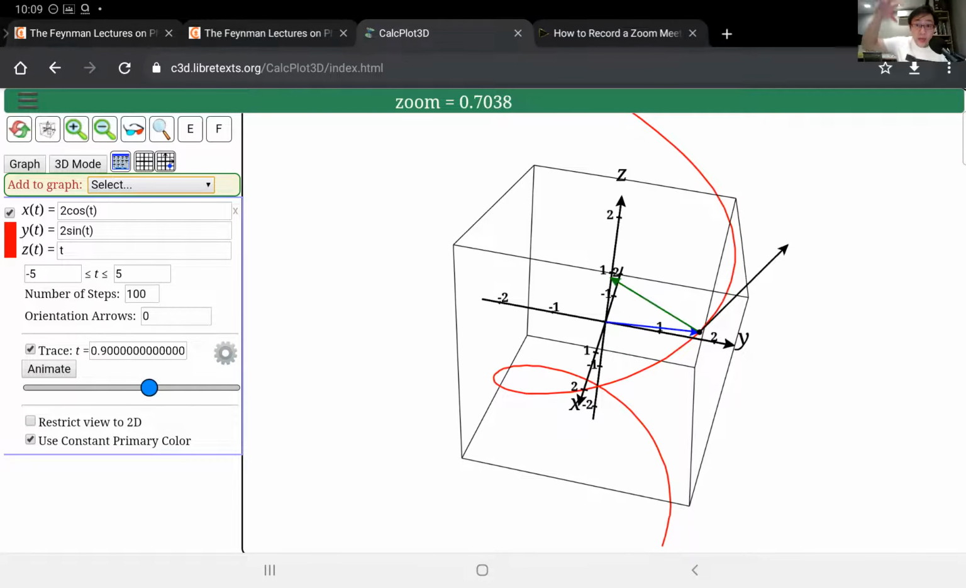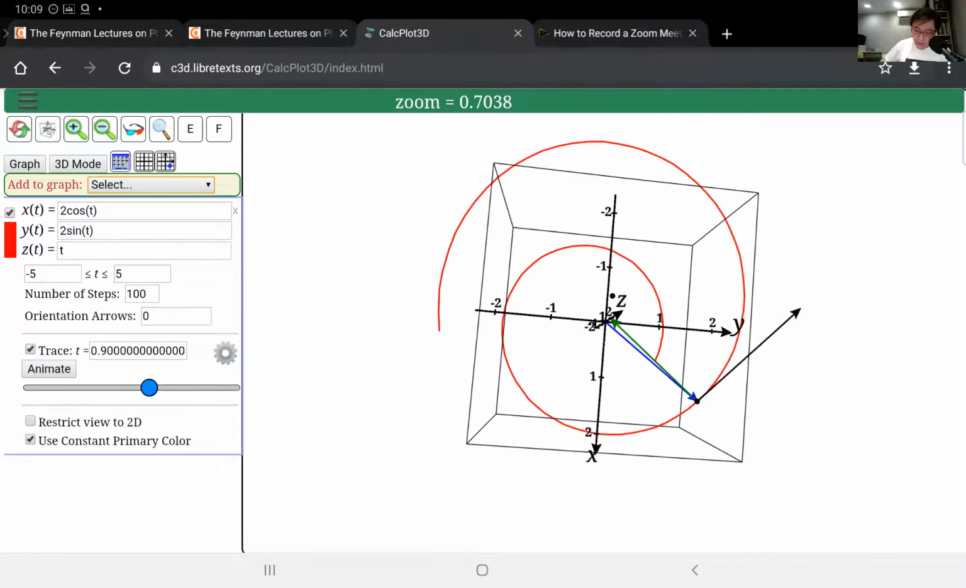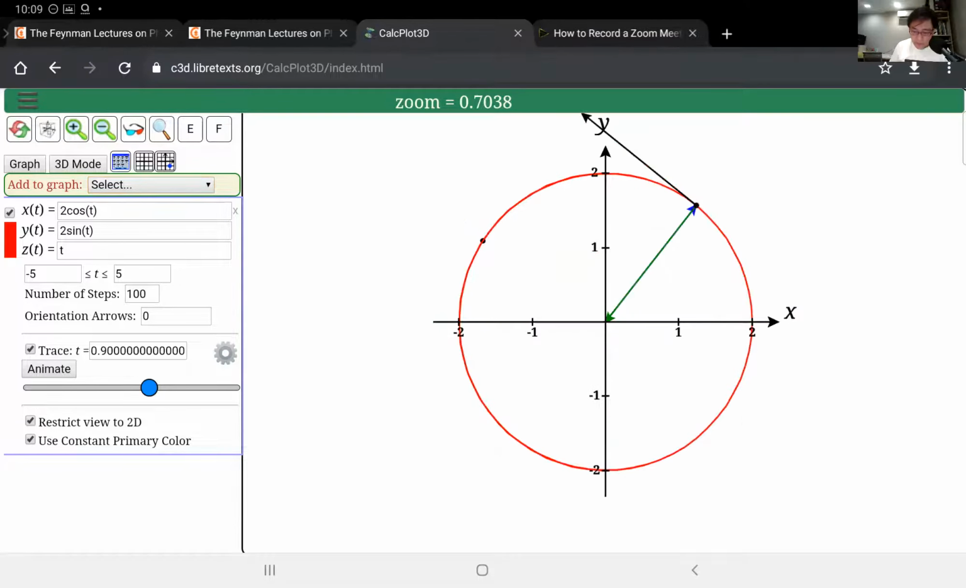If you look down along the z-axis, what are you seeing? Of course, you're going to see a circle of radius 2. However, this one is a perspective view of the whole thing. I can turn on the restrict view to 2D here, so there's no perspective mode. It's just straight down along the z-axis. You're going to see a circle. And when I change the value of t, you're going to have a counterclockwise orientation of the vector. The blue vector is just overlaid on top of that green vector right there.